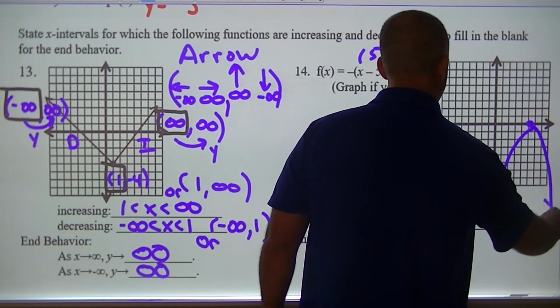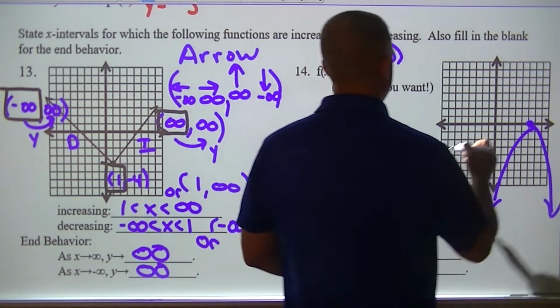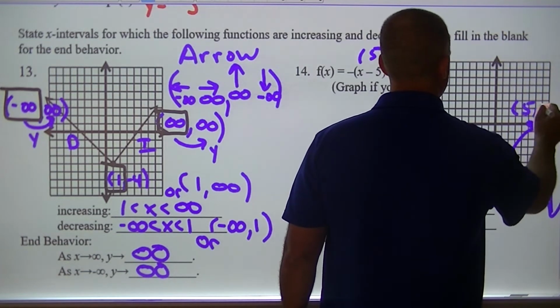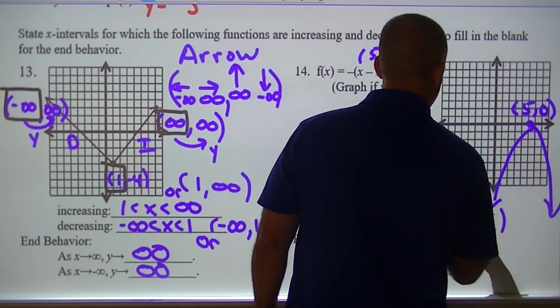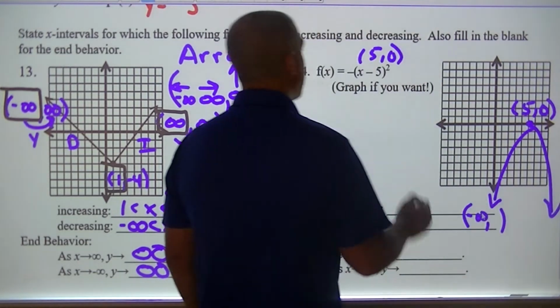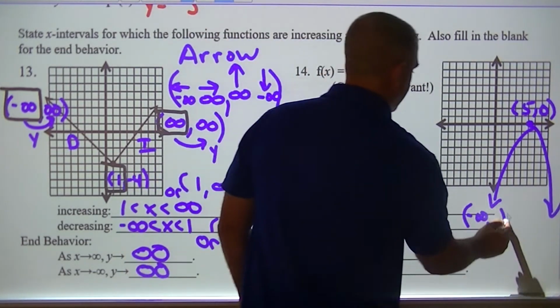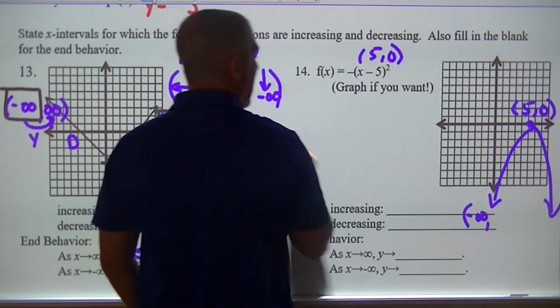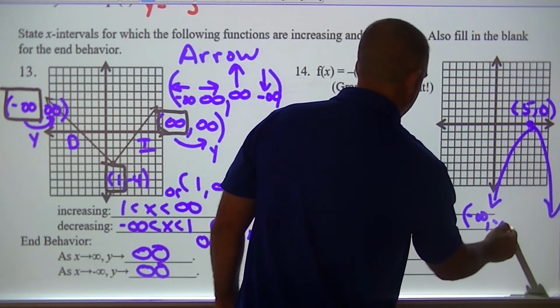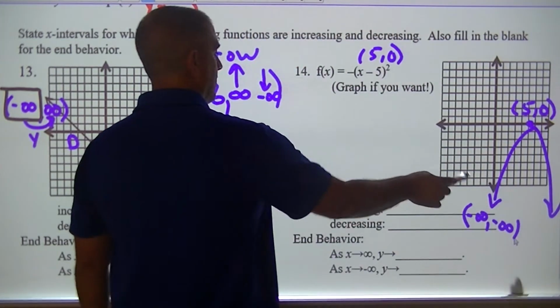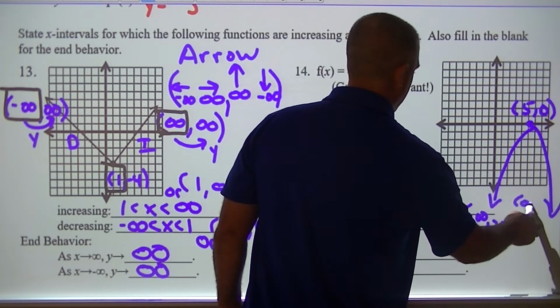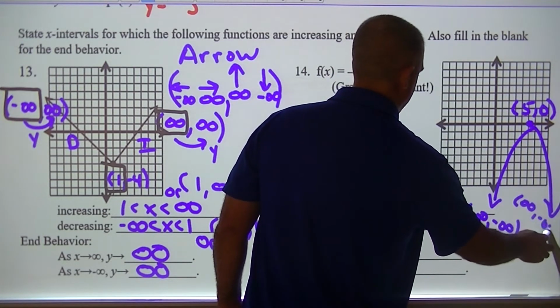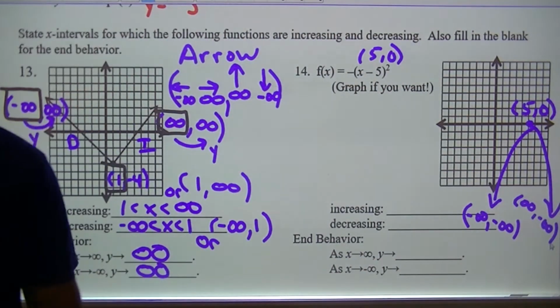So what I've got to do is label my anchor points. So that's 5, 0. Now this arrow is a left arrow, so that's negative infinity. But since that arrow is pointing down, that's also going to be negative infinity. This arrow over here is a right arrow, so that's positive infinity, but it is going down, so it's negative infinity. Hopefully you can see that.